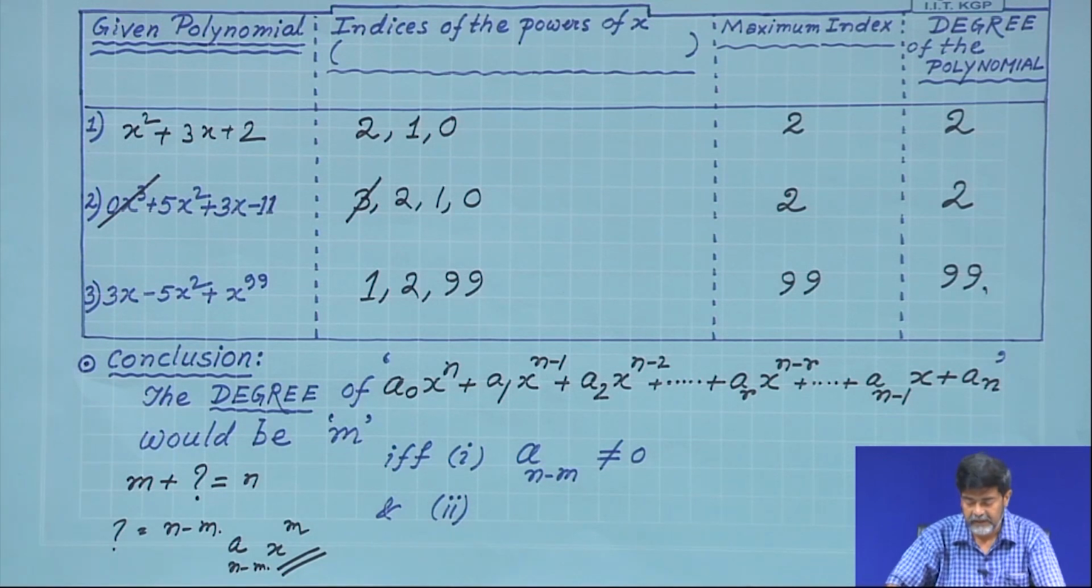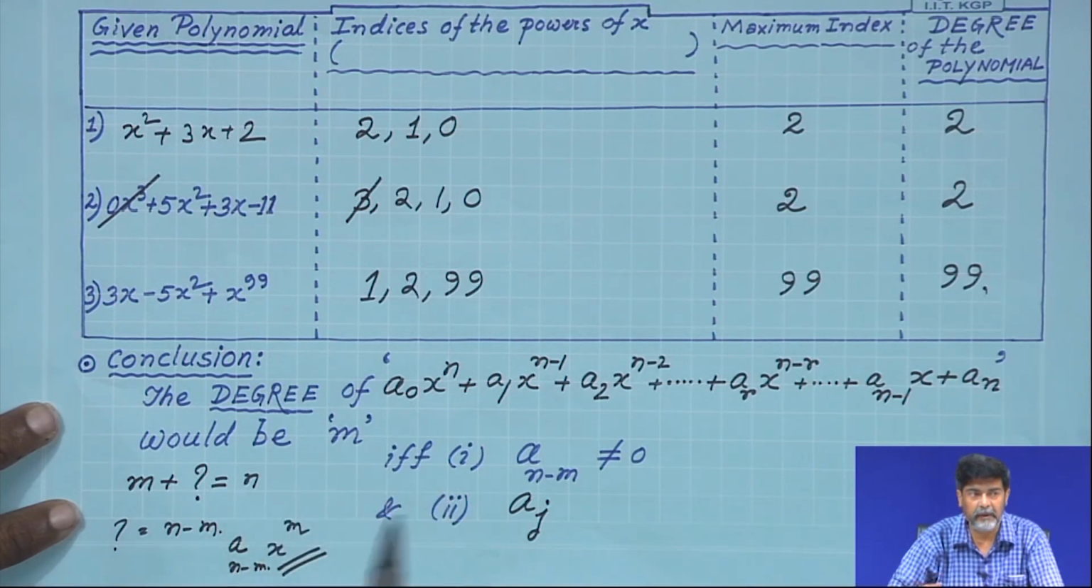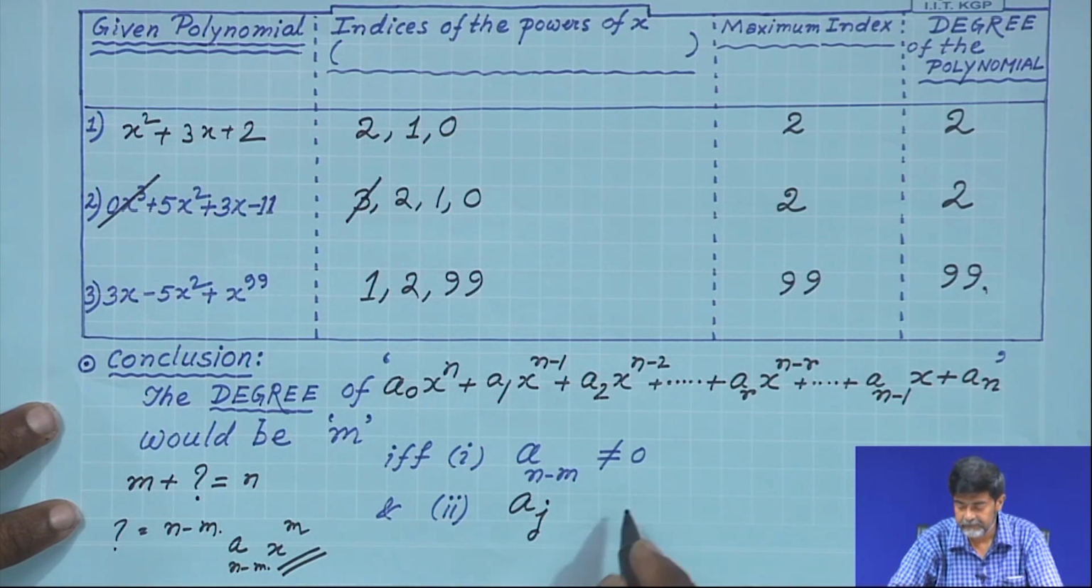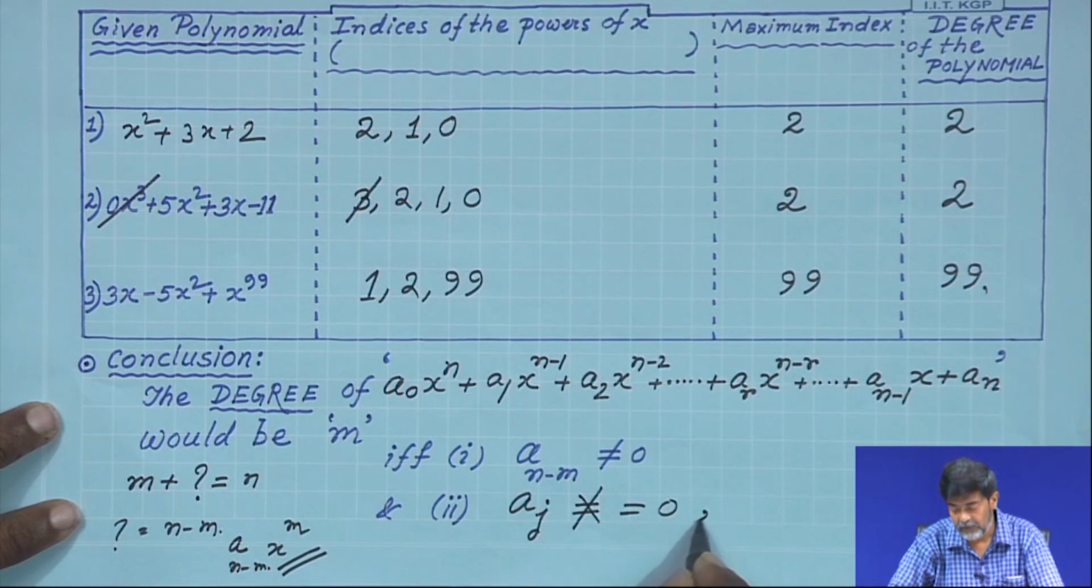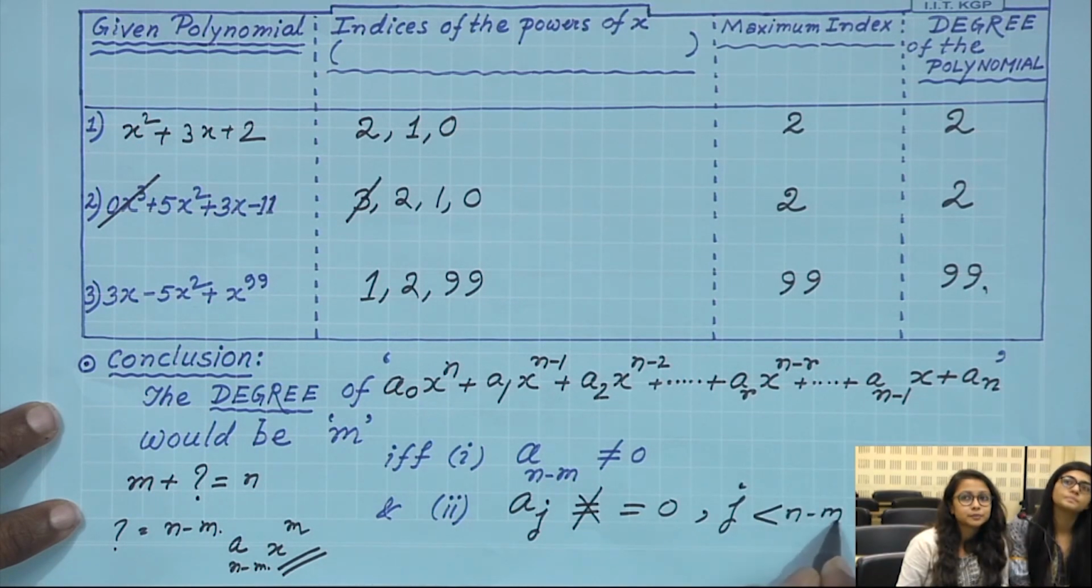Then, if we put the suffix as j arbitrarily, then for the terms which have the power index greater than m, these coefficients would be 0. These coefficients would be 0 for what values of j? Less than n minus m.